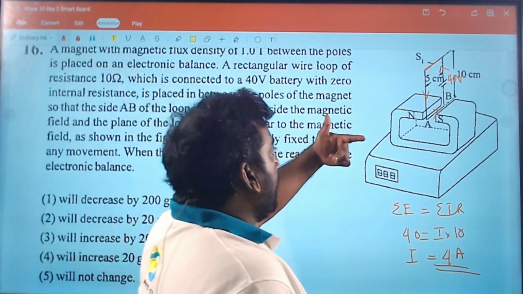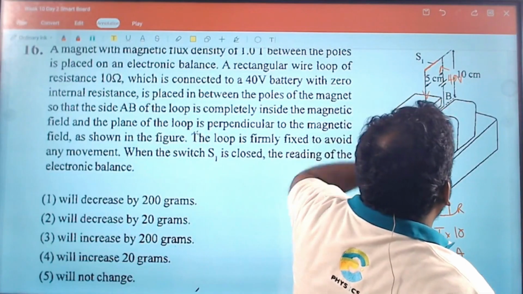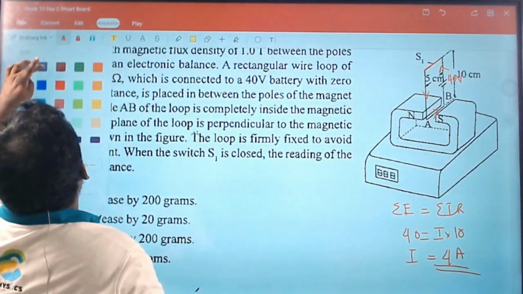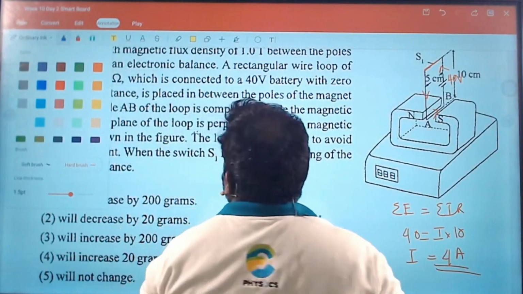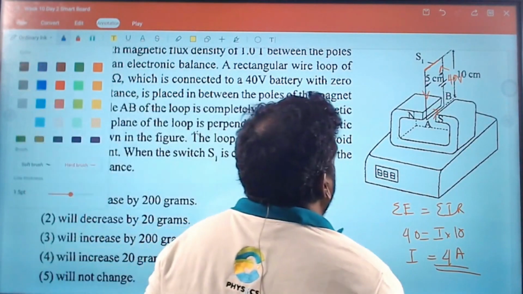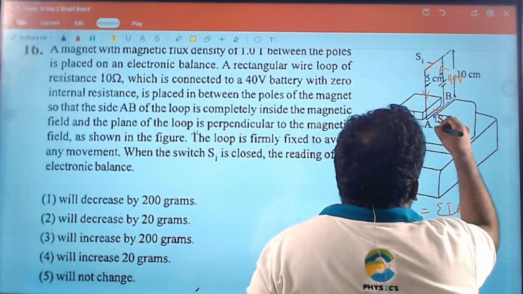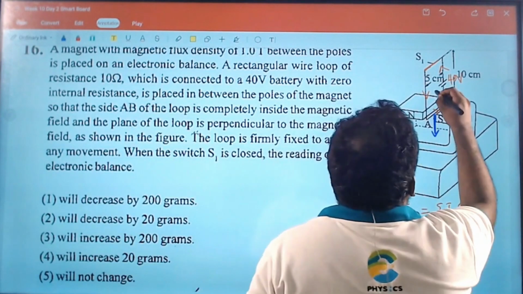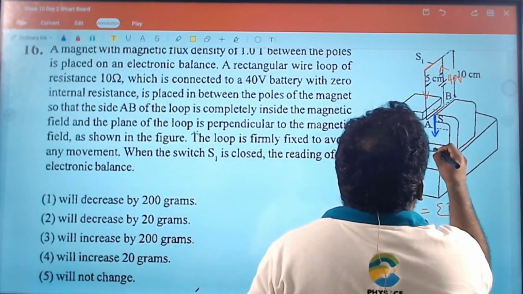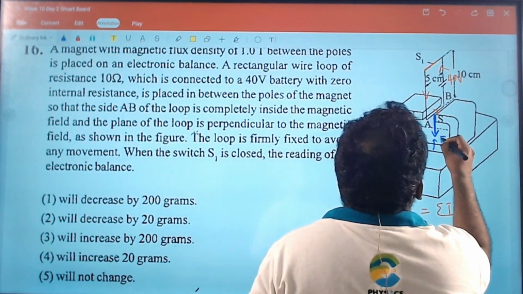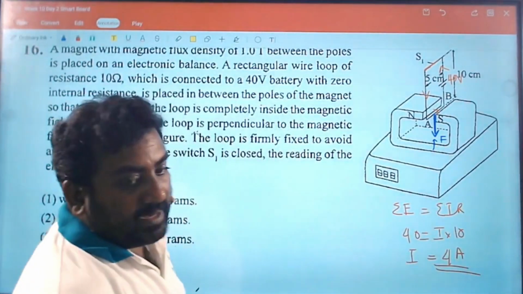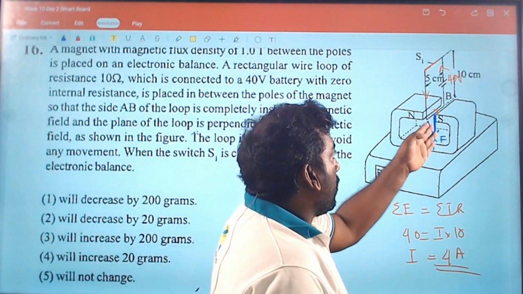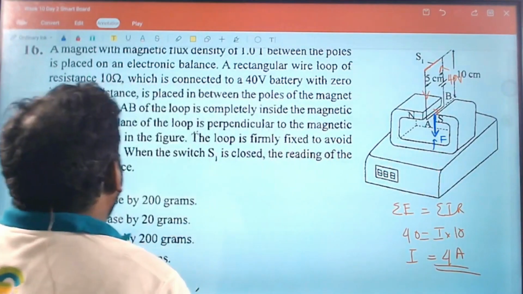If I apply field current force, the magnet is pulling the rod downwards. Rod is pulling the magnet in the upward direction. Action, reaction force. Magnet will pull the rod downwards, rod will pull the magnet upwards. So reaction will reduce.